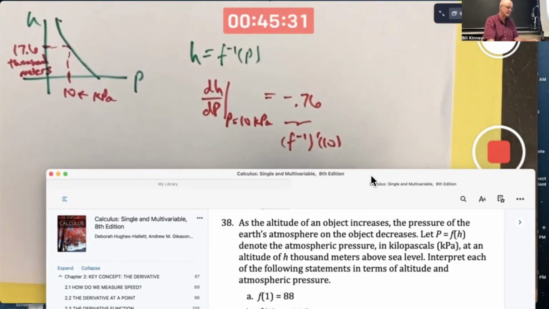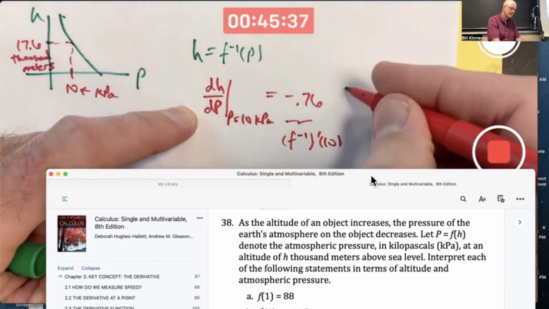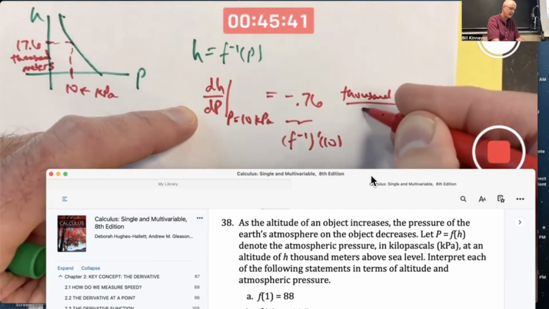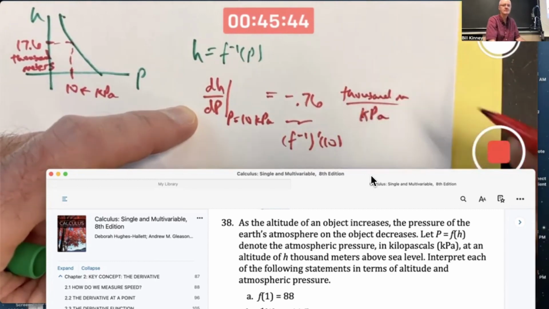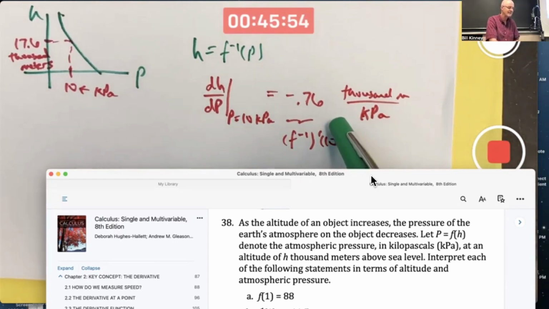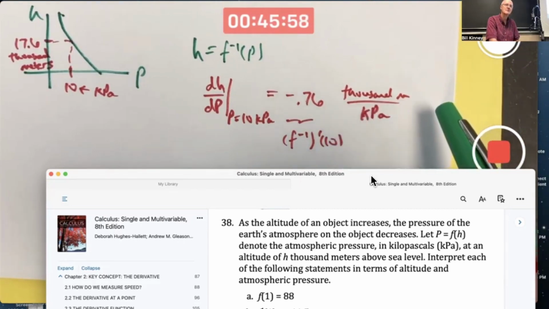What does it mean? What are its units? It would be units of H per unit of P. 1,000 meters per kilopascal. How would you interpret that? You could, for example, say if the pressure goes up by 1 kilopascal, the approximate height went down by 0.76 thousand meters, which would be 760 meters, which is pretty far.